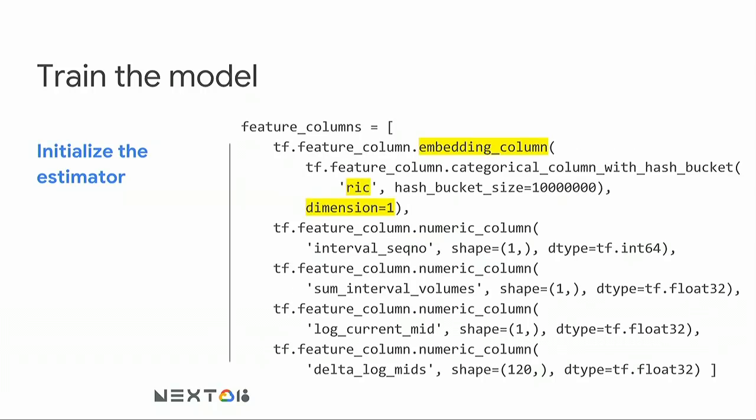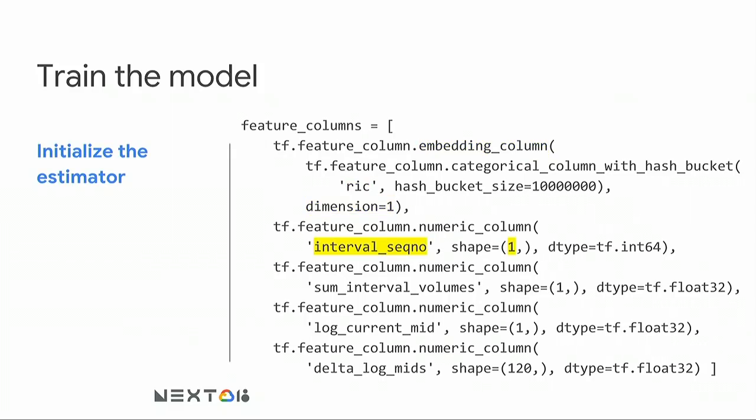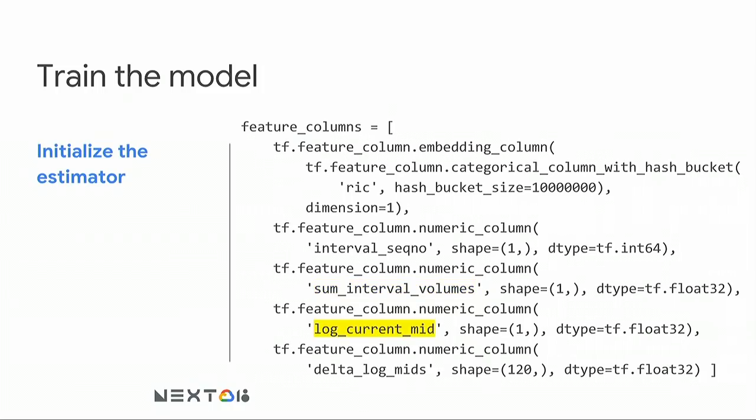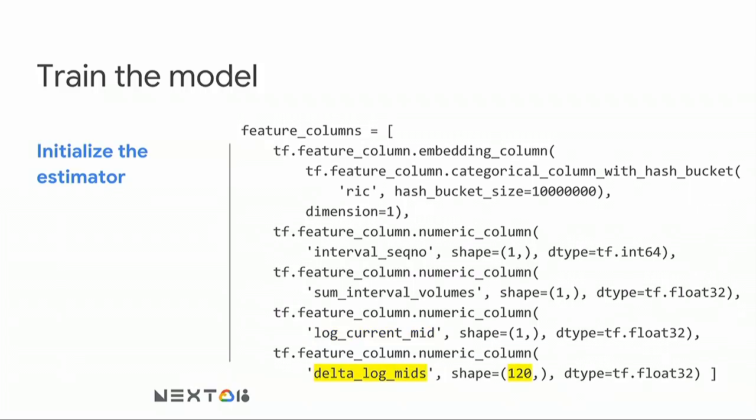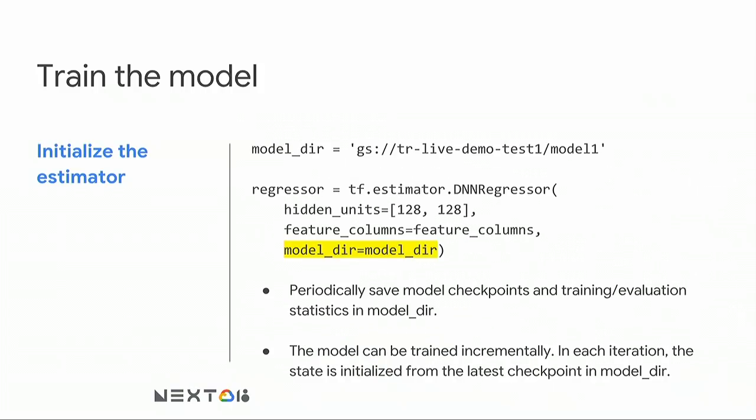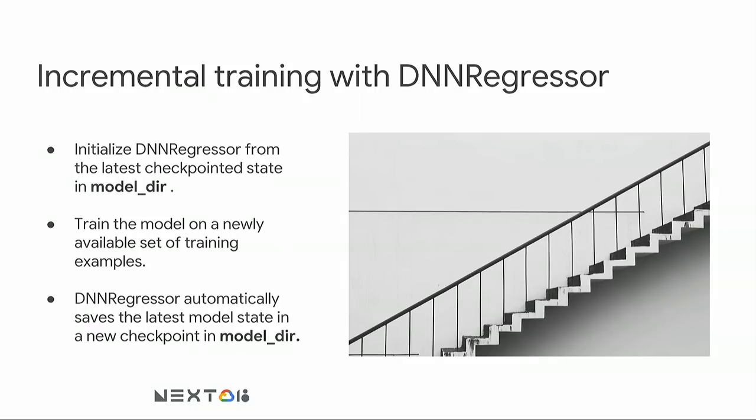Here I'm again going over the feature columns. There is an embedding column for the rig. There is a numeric column for interval sequence number of shape 1, sum interval volume shape 1, log current meet. They all have width 1, and delta log meets has width 120. And I already said that model directory is where the model stores its checkpoints. This is also, importantly, the directory from which the model reads its state to initialize when you construct the DNNRegressor later on. And by using this feature, you can train the model iteratively or incrementally.